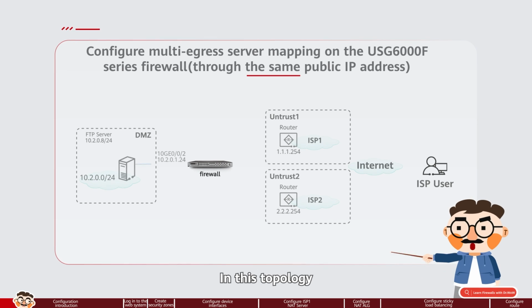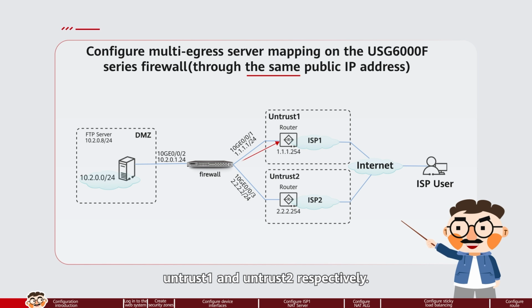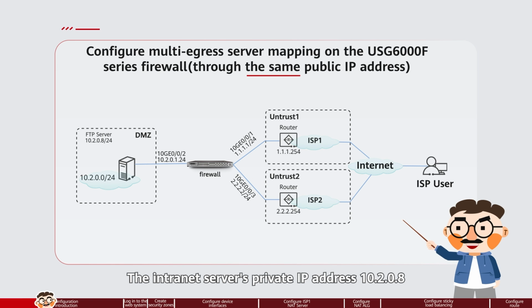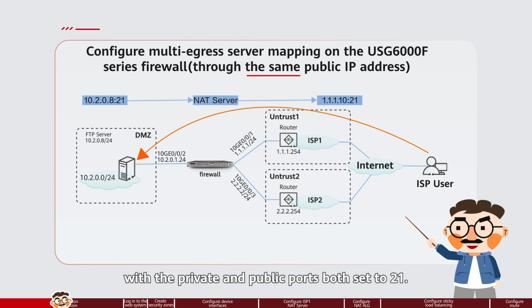In this topology, the WAN interfaces of the firewall connected to ISP1 and ISP2 are planned in security zones Untrust 1 and Untrust 2, respectively. The intranet server's private IP address 10.2.0.8 needs to be mapped to the public IP address 1.1.1.10 with the private and public ports both set to 21.